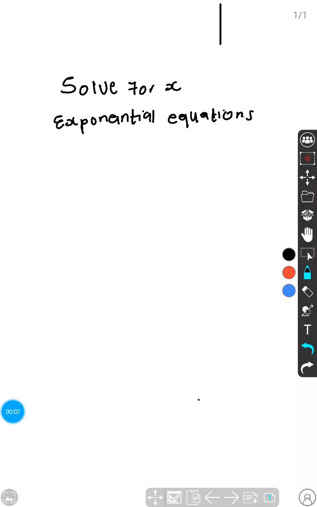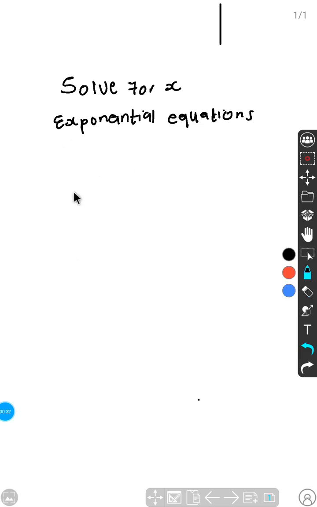Hello, today we're going to be solving for x. We're going to look into exponential equations, okay? So let's say we have 2 to the power x is equal to 2 to the power 2. What's important is that the bases on both sides of the equation must be the same. For example, this one, we have base 2, then we equate the exponents, okay? X is going to be equal to 2.